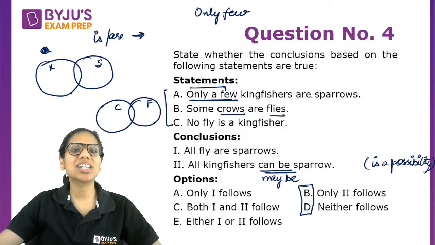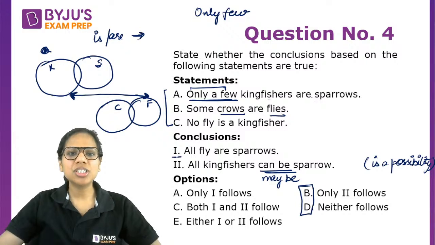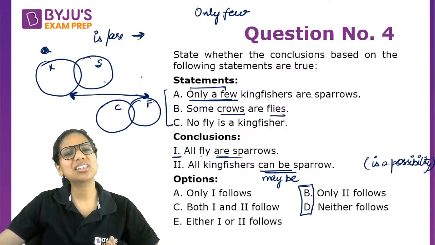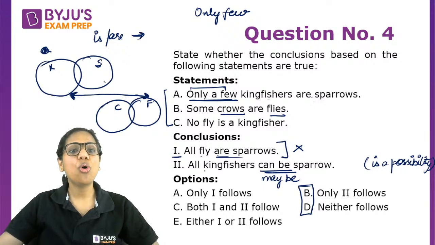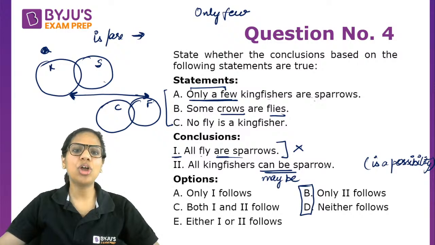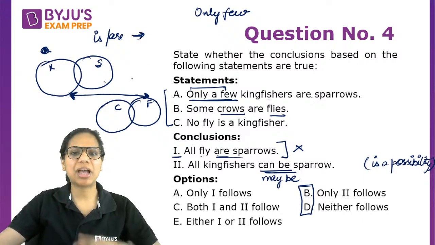Now, this is how they are related. No fly is a kingfisher. What is the constraint? No fly is a kingfisher. They are not related to each other. Okay. First one says, all fly are sparrows. No, I can clearly see in my diagram this does not have to be necessarily true. Does not follow. All kingfishers may be sparrows.